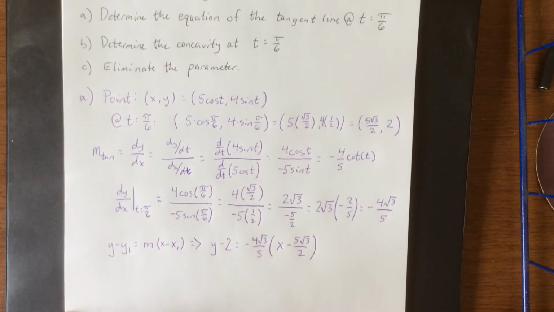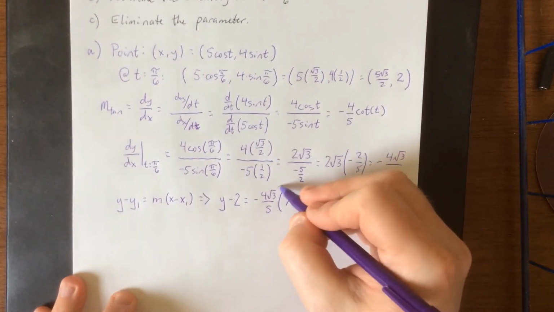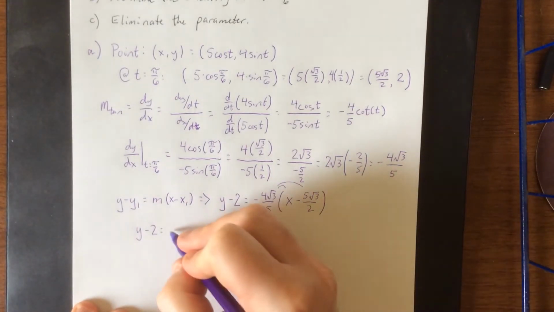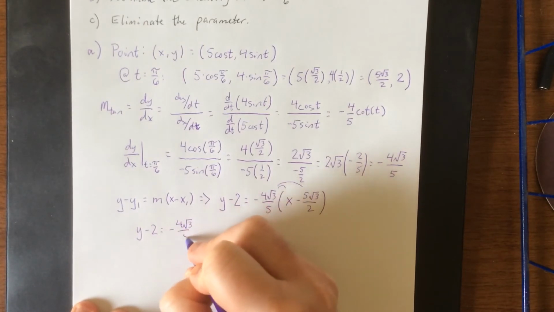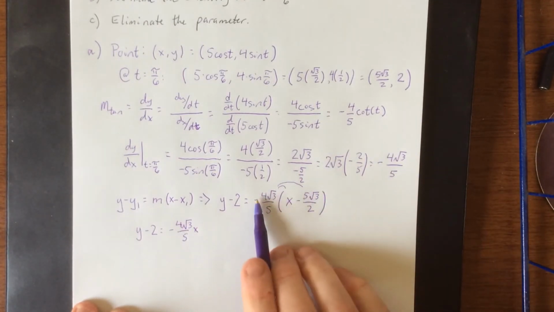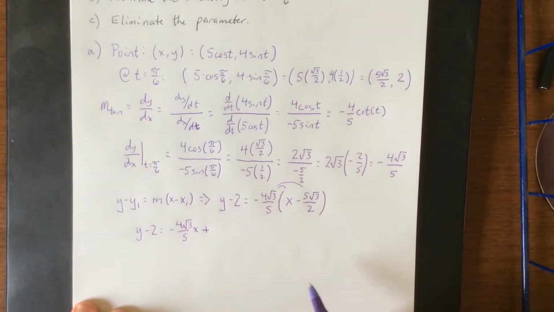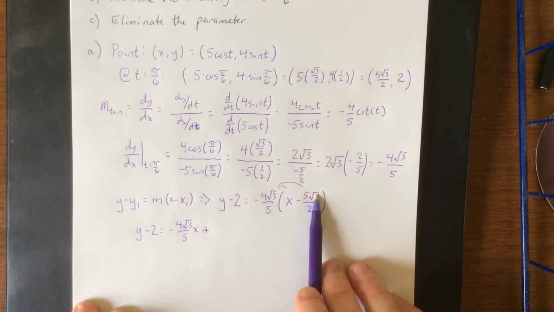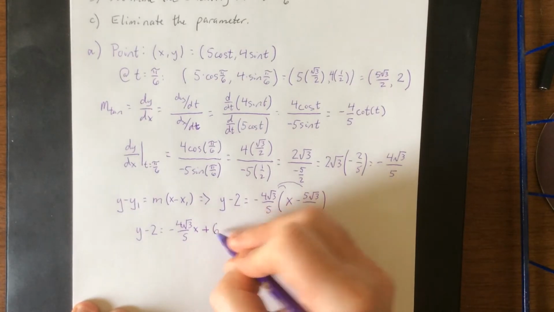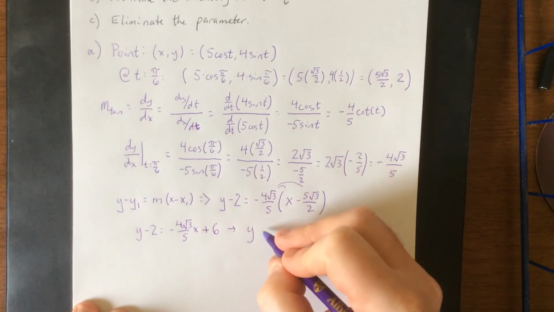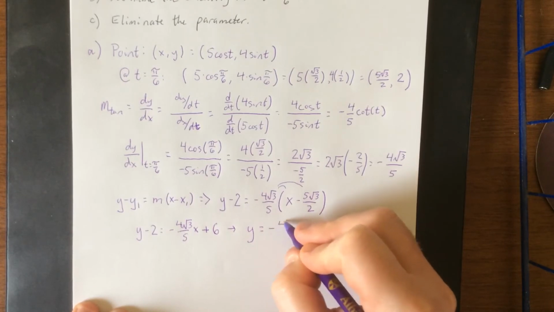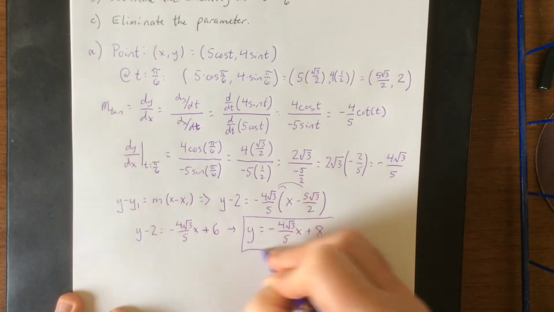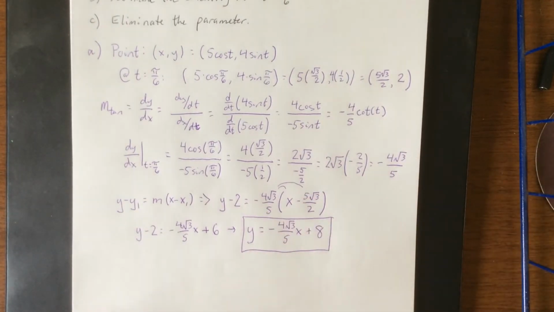Of course, if you're interested, you could turn this into slope-intercept form by distributing this to both terms. We get y minus 2 is equal to negative 4 square roots of 3 all over 5 times x, minus a negative. We can get the 5 and the 5 to cancel. 4 over 2 would be 2, and root 3 times 3 is 3. 2 times 3 is 6. That turned out surprisingly well. Or finally, we could say y is equal to negative 4 square roots of 3 over 5 times x plus 8 by adding 2 to both sides. That turned out remarkably well.